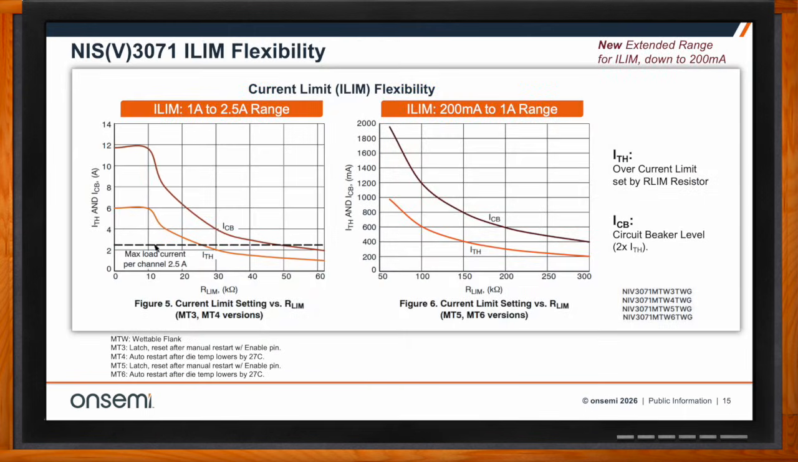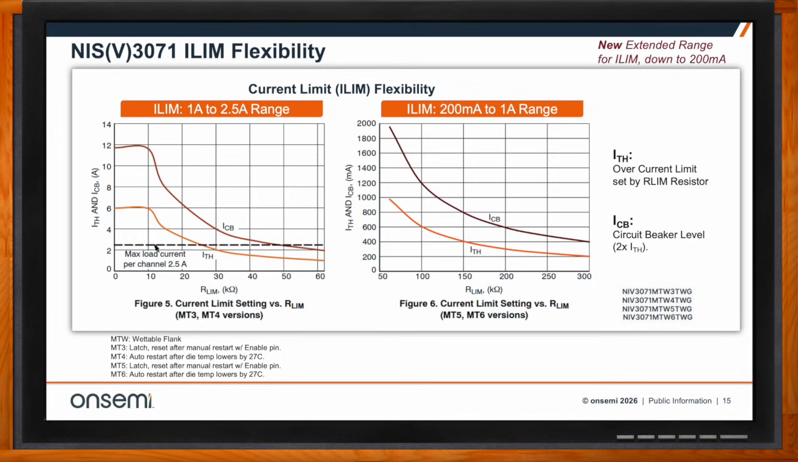On this slide, figure 5 on the left is the MT3 and the MT4 version. And figure 6 on the right is the MT5 and the MT6 version of the 3071. So we have 4 versions. On the left, the MT3 and MT4, if your ILM resistor is from 0 to 60 kohm, then your ILM range is 1 amp to 2.5 amps. For the MT5 and the MT6 versions on figure 6, if the RLM is from 50K to 300K, then your range for the ILM is 200 milliamps to 1 amp. So very, very flexible type of product. You can vary the ILM on each of these devices.